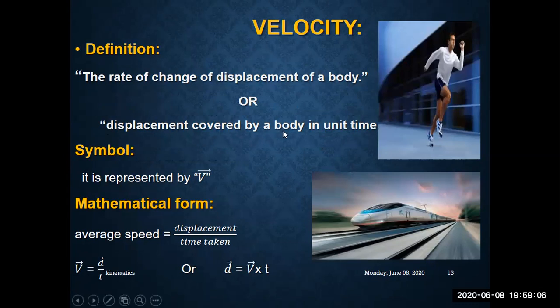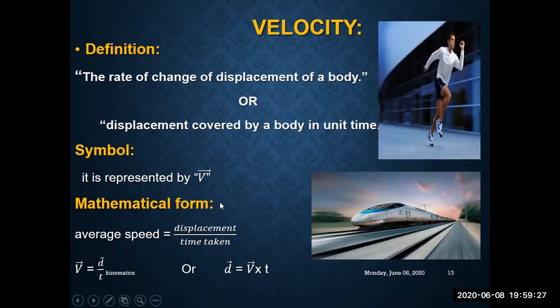The displacement covered by a body in a unit time. Rest, formula, everything, you will see is almost the same, but you will place arrows to represent the vector quantity. What's the symbol? It is represented by V with an arrow over it. The arrow shows it's a vector quantity because it's displacement covered per unit time. This is the main difference between speed and velocity.